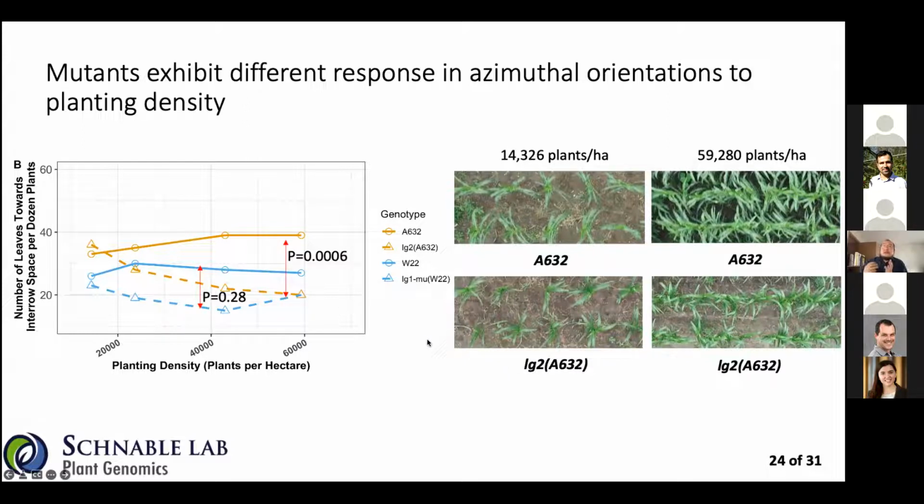So what we observe here basically confirms our hypothesis that, in addition to regulating ligule and auricle development, the Liguleless gene may also participate in the plant's sensing of adjacent plants and a better adaptation to higher planting density.